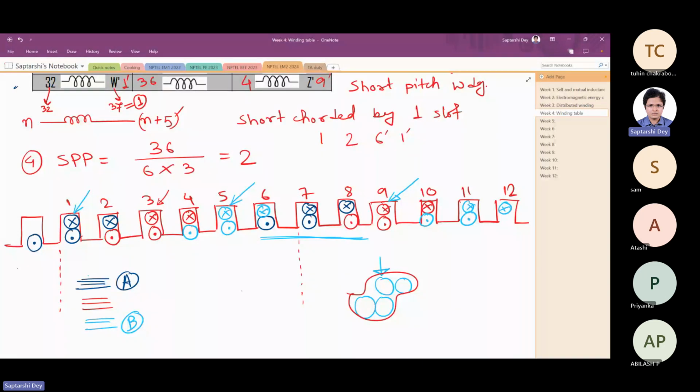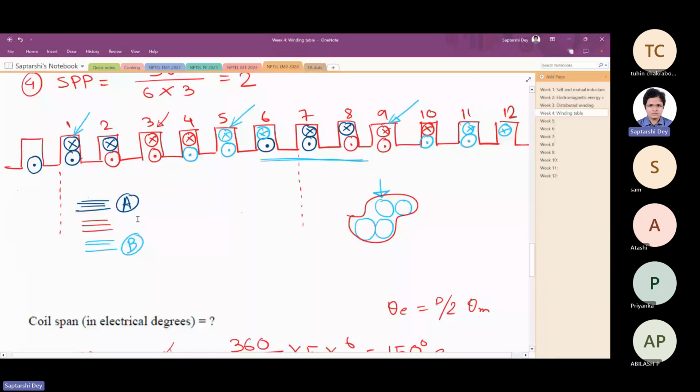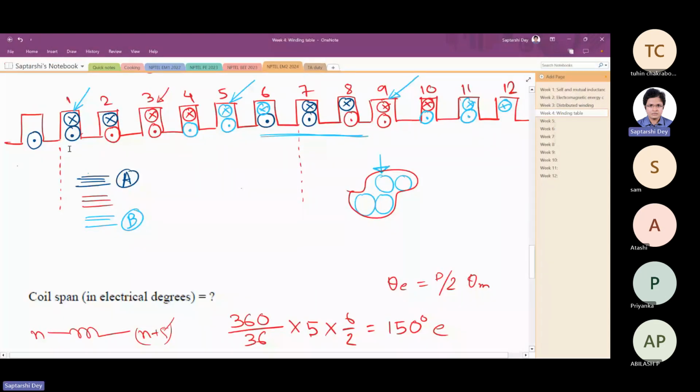So phase spread per pole, how much do we have? We have 2 slots per pole for each phase. You can say like this, here to here, or maybe it occupies 2 slots. No, that is different. Spread is like this, 2 slots. So phase spread is 2 slots.